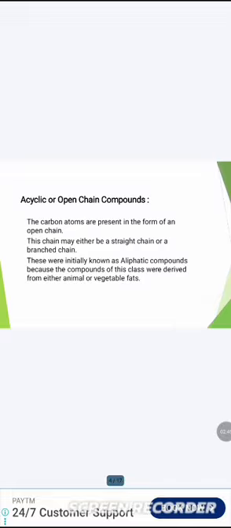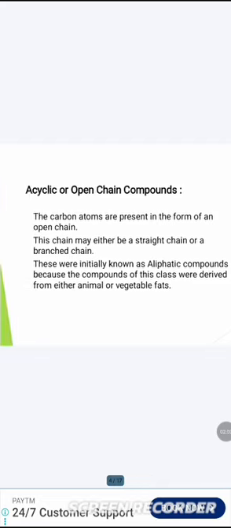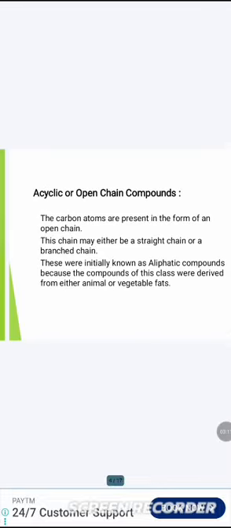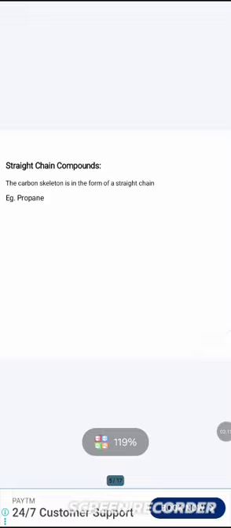First, the open chain compounds or acyclic compounds. The carbon atoms present in the form of an open chain are known as open chain compounds. This may be either a straight chain or a branched chain. They are also known as aliphatic compounds because the compounds of this class were derived from either animal or vegetable fats.